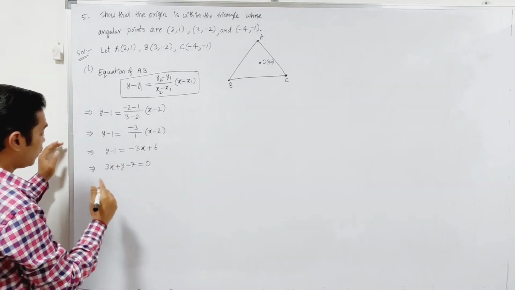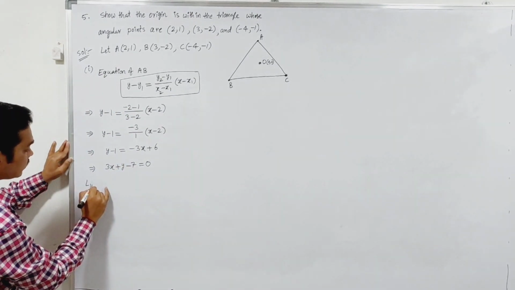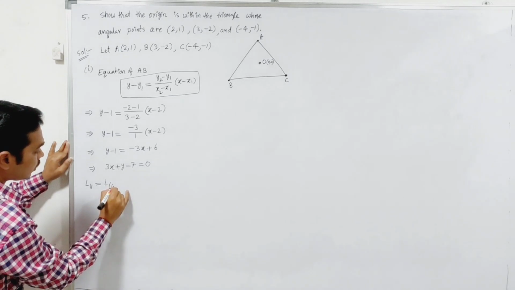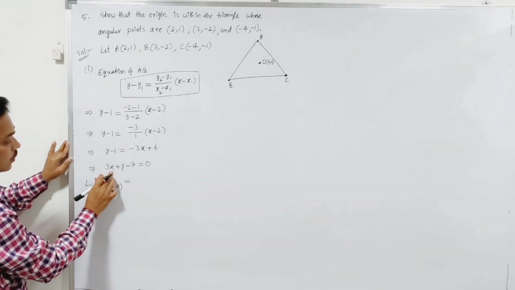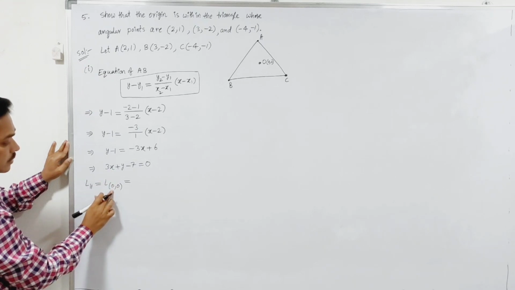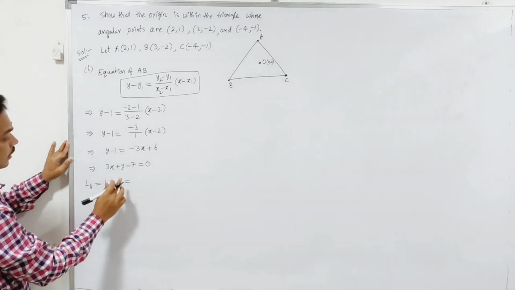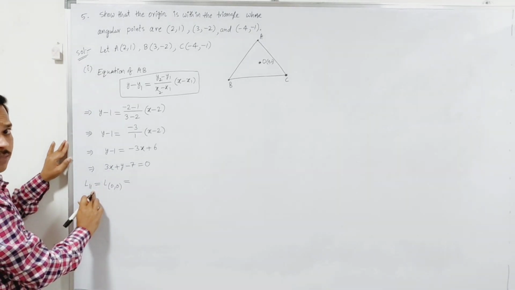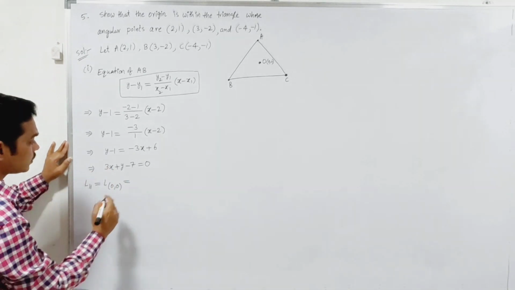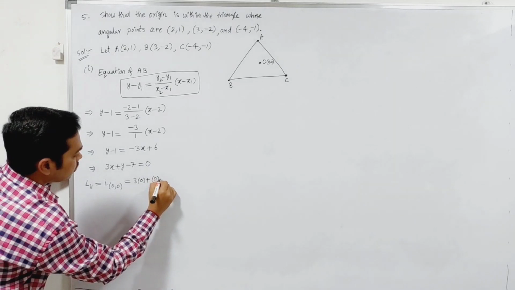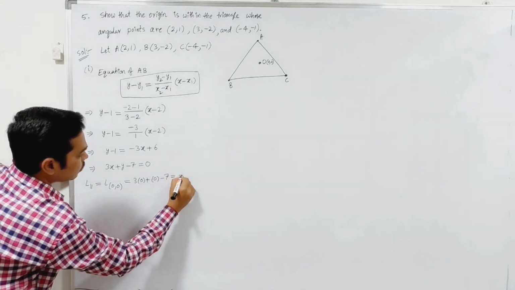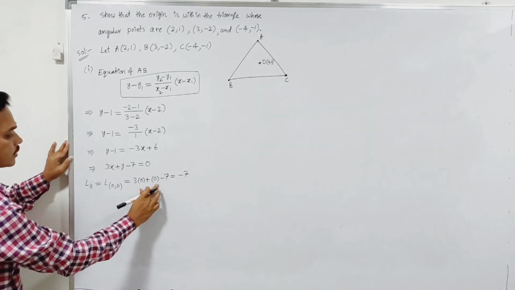First of all, find out the L11 value. Here L11 is L(0, 0). In the place of x, replace the x coordinate, and in the place of y, the y coordinate. L11 is ax1 plus by1 plus c equals 0. That is 3 into 0 plus 0 minus 7, that is equal to minus 7.